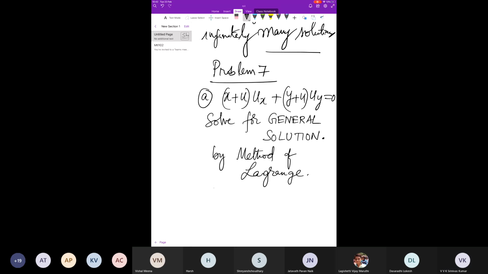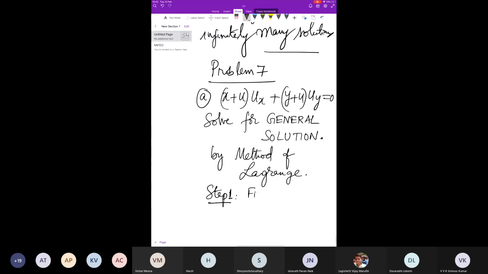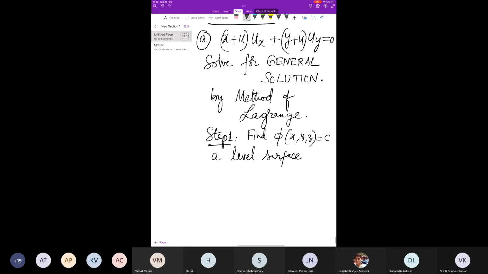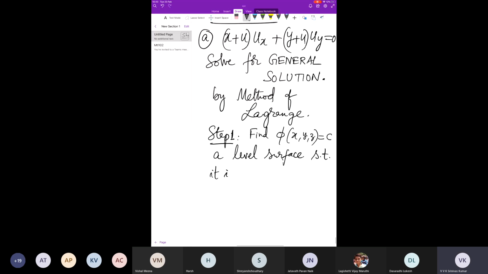What is step 1? Step 1 is first find a surface phi equal to constant, a level surface, such that it is an integral surface of the vector field V. Here the vector field is (x + z, y + z, 0).